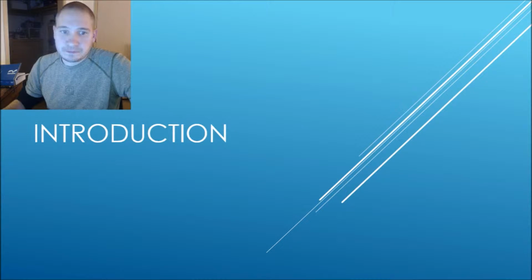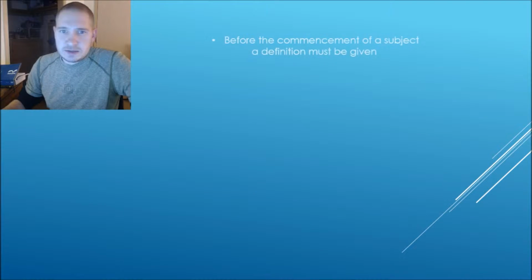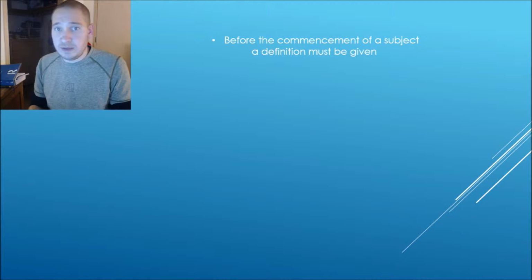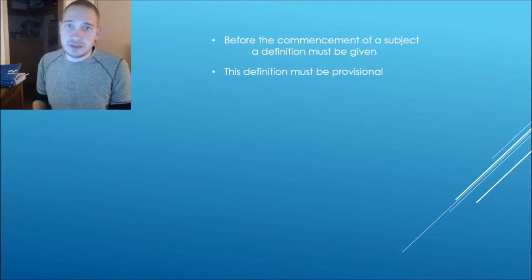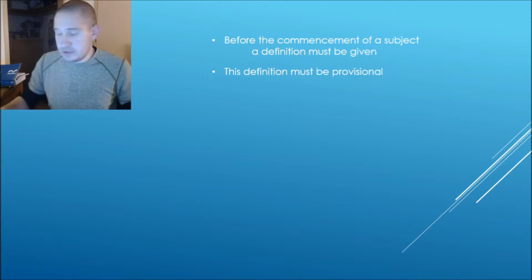Let's begin. The introduction. John Stuart Mill starts off his introduction to logic by stating that before the commencement of a subject, a definition must be given. He does this because it's important that those involved in the discussion of a subject have a general idea of what is being discussed, that they are both on the same page, so to speak. He goes on to say, though, that this definition must be provisional, meaning it must be subject to later revision as more is known about the subject.